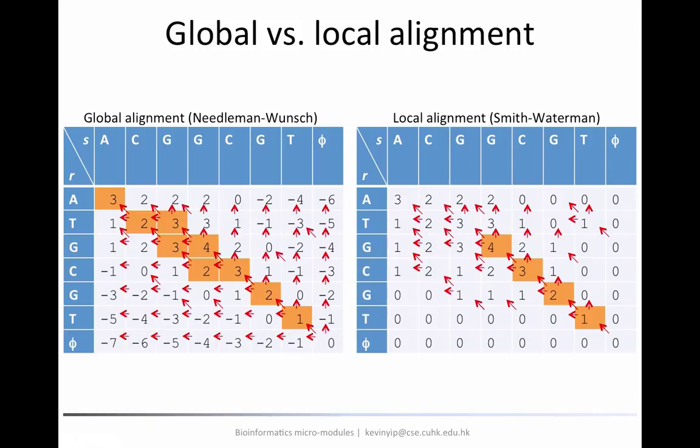Finally, let us compare the alignments for global alignment and local alignment. If we look at the 2 dynamic programming tables, we see that for some entries, they have the same value, but in general, the values in the local alignment case can be larger than the global alignment case.